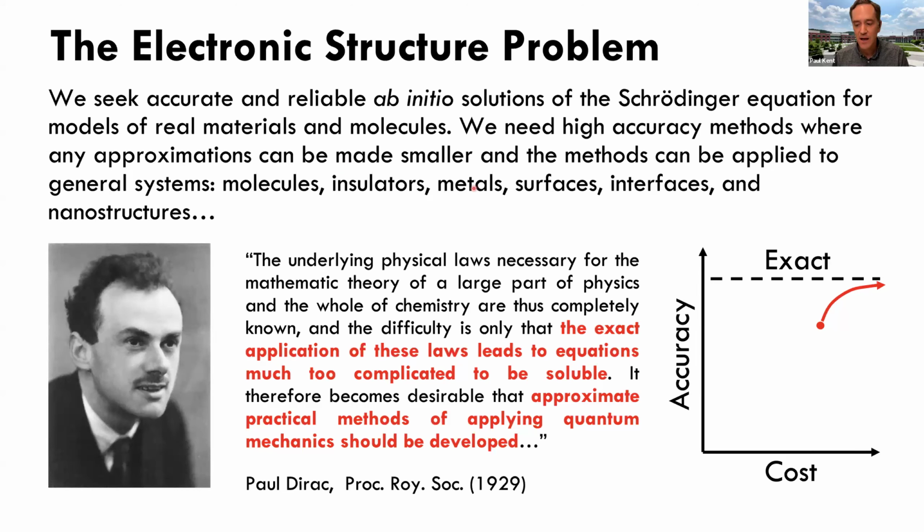And importantly, and this is one of the advantages of quantum Monte Carlo, we would like the methods to be applicable to a broad variety of systems. So not only molecules or solids, but both molecules and solids, metals and insulators, and of course, more complex interfaces and nanostructures and catalytic systems, for example. So that's part of our motivation behind quantum Monte Carlo.